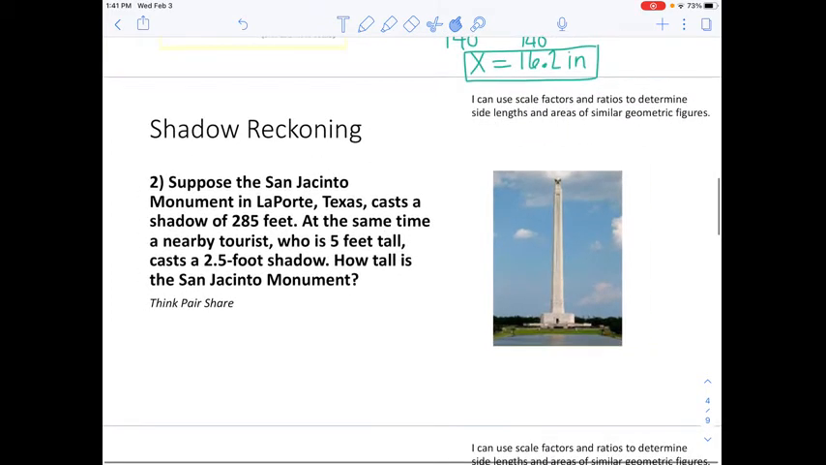Okay, the next one says, suppose the San Jacinto Monument of La Porte, Texas casts a shadow of 285 feet. At the same time, a nearby tourist who is 5 feet tall casts a 2.5 foot shadow. How tall is the San Jacinto Monument? Okay, so again, we have shadow over actual.